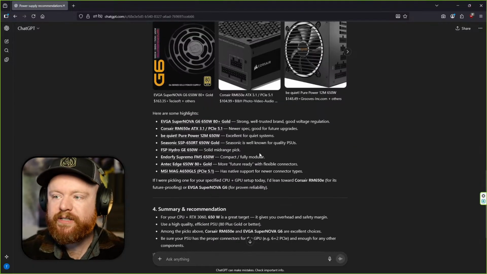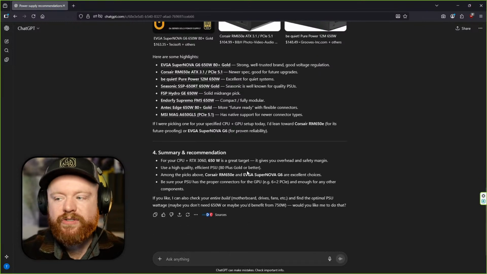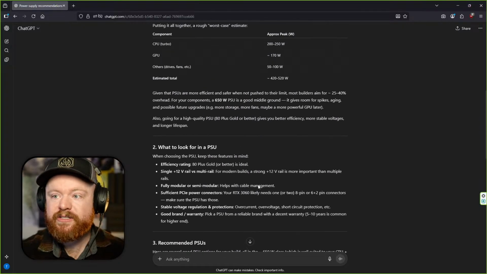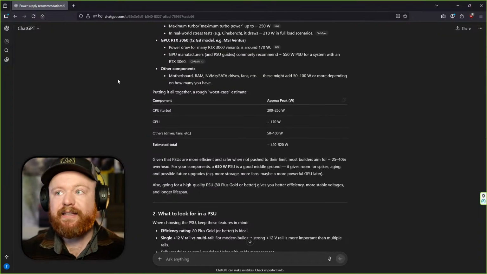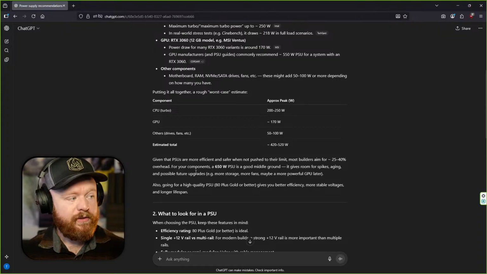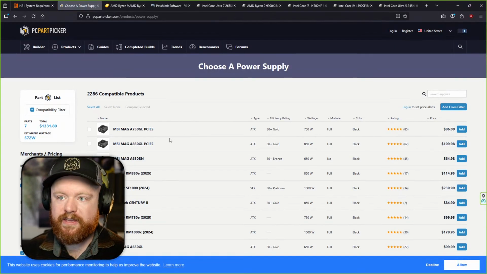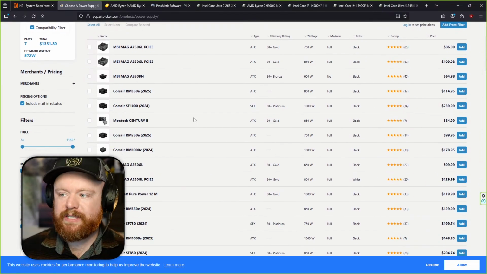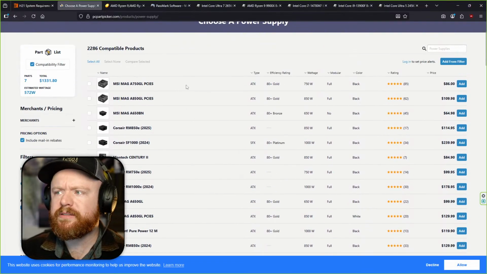So here are some different things. It takes about 650 watts to run this. If you want another graphics card in the future, you need to bring this up, but it's all about wattage. So look for the wattage on the component itself, and that lets you know how much power you need from your power supply. This should have everything compatible, and we have the bronze, gold, platinum. I would say go for platinum or gold if you can. Don't do bronze.